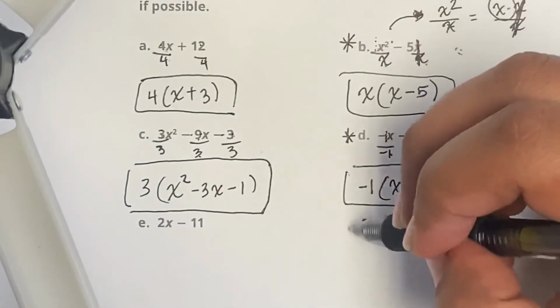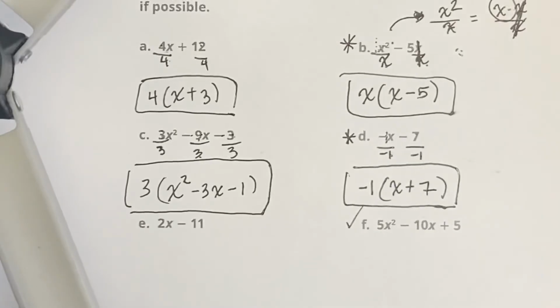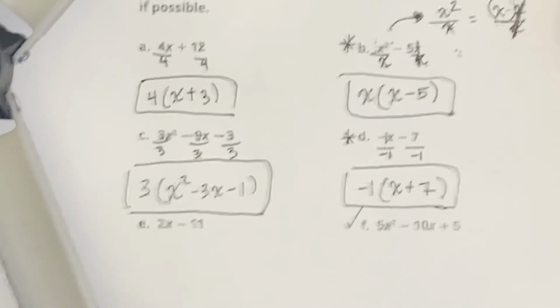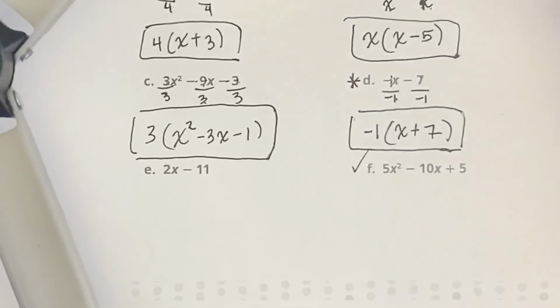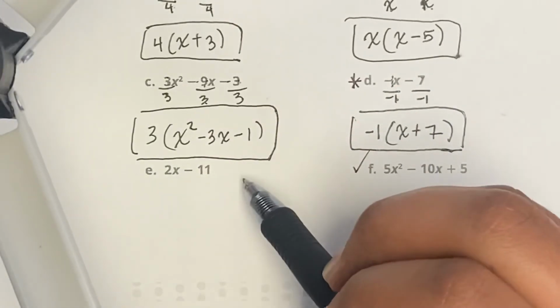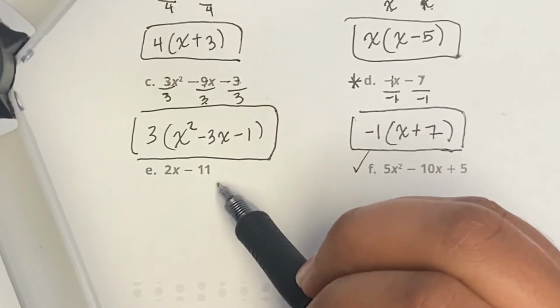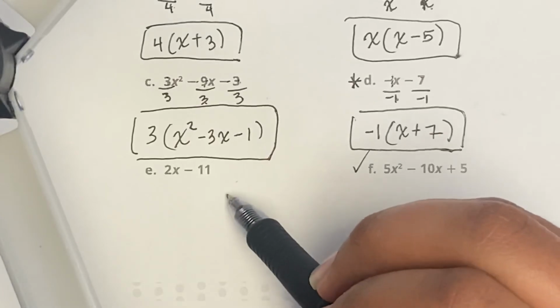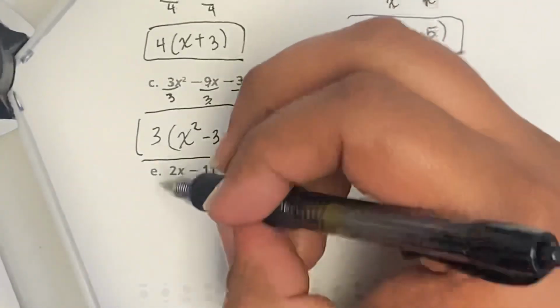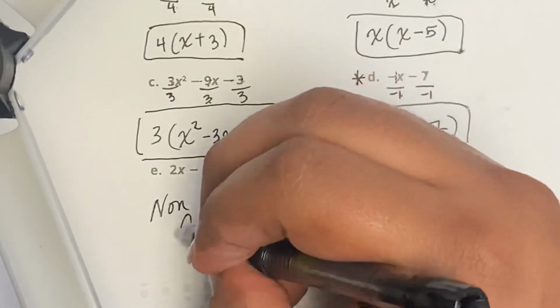I'll leave letter F for you because that's not too difficult. And letter E, little weird because I can say the same thing. I can't divide by x's because there's no x over here. 2 does not go into 11. So what's this? Non-factorable.